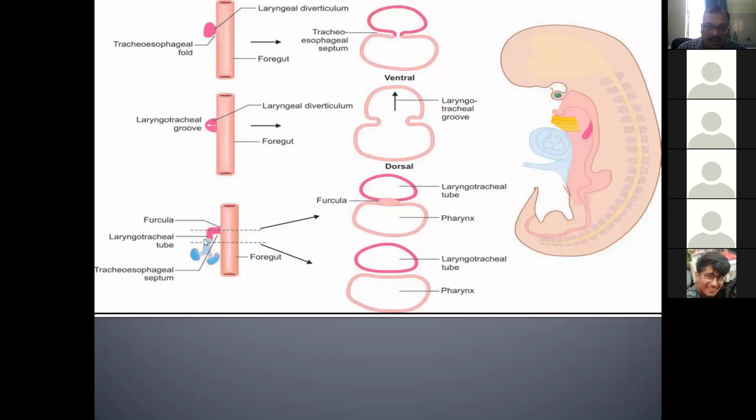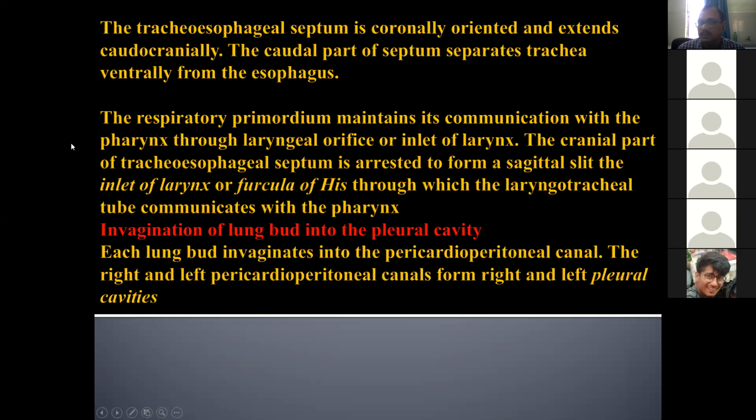You can see here in this diagram, the fusion of esophageal folds takes place, and this fusion leads to the formation of a septum. The tracheoesophageal septum is coronally oriented and extends caudocranially. The caudal part of the septum separates the trachea from the esophagus.